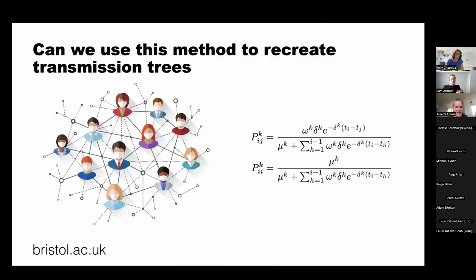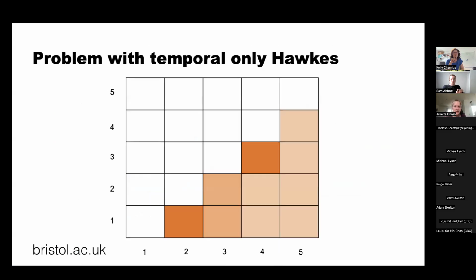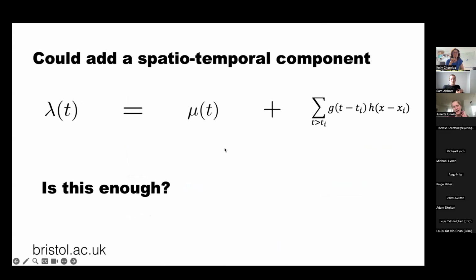So quickly, what's next? I really am interested in this idea of recreating transmission chains, but as I said, it doesn't work with temporal-only data. Just thinking about adding other data. The obvious one to do is spatial data. And there's been a lot of work on Hawkes processes with a spatial kernel. So you could put an exponential kernel here, saying that you're likely to infect somebody who's close to you in space.